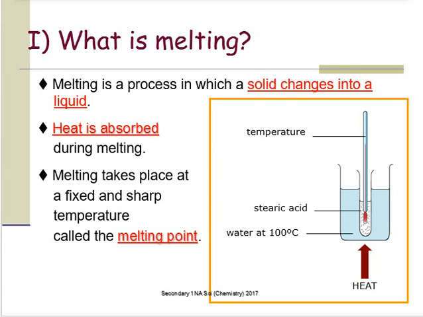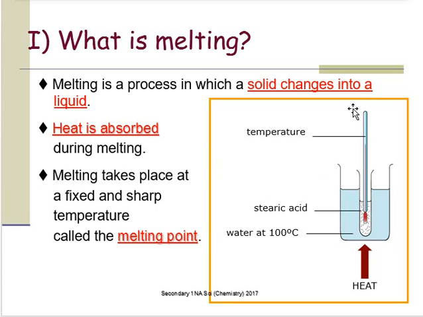So now let's take a look at the first physical process, melting. So exactly what is melting? Melting is a process in which your solid changes into a liquid. During this process, heat is absorbed. And very importantly, your melting takes place at a fixed and sharp temperature, and this is called the melting point. Now let's take a look at this experimental setup that is used to measure the melting point of stearic acid.